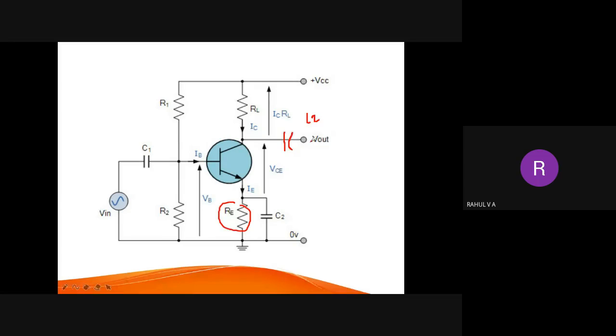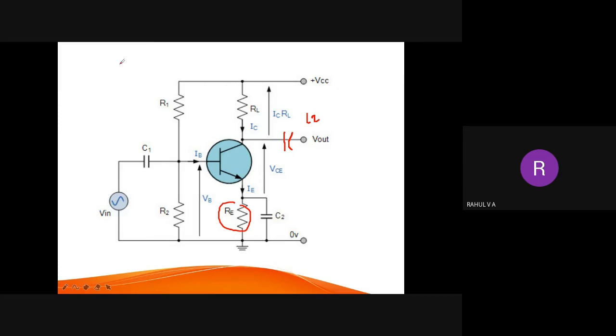Then R1 and R2 form a potential divider. It divides voltage and provides sufficient current to the base terminal of the transistor. Then we have RE. RE is used to improve the stability of the transistor. If you are improving the stability of the transistor by using RE, there will be some losses. So in order to reduce the losses, we are using CE. Okay, so that much is important.